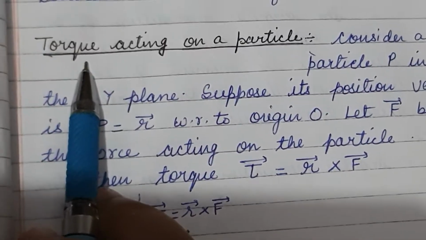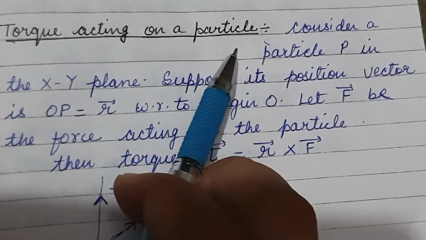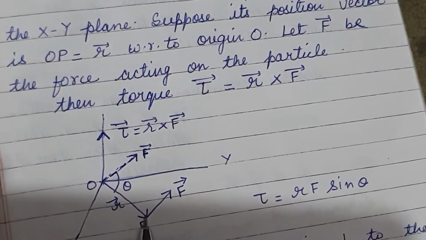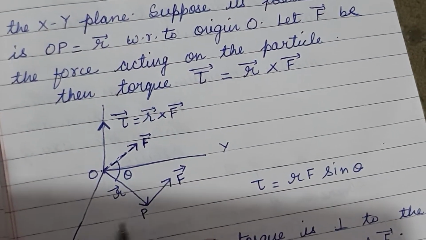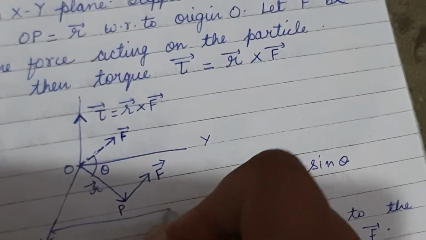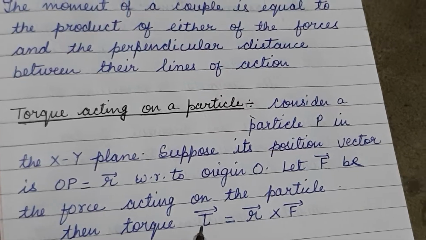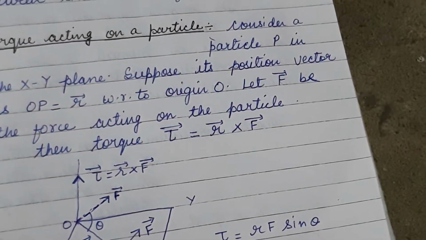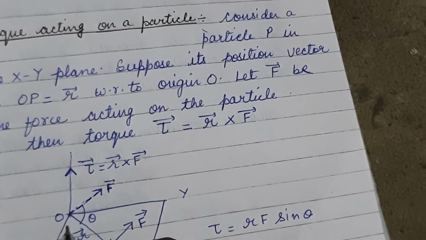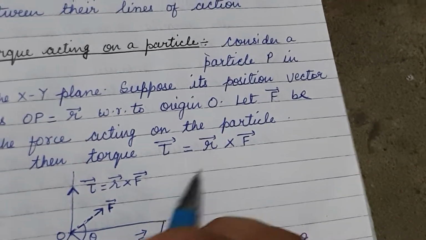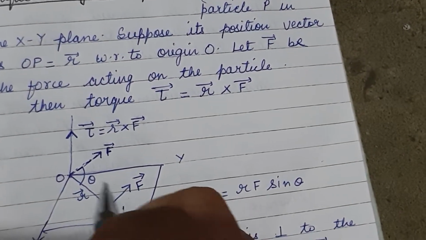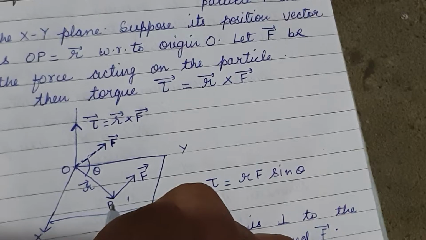Okay, the next topic is torque acting on a particle. For that we have considered a particle P on the xy plane. It lies on this xy plane. Suppose its position vector is OP, which is equal to r with respect to the origin O, and F is the force acting on that particle.